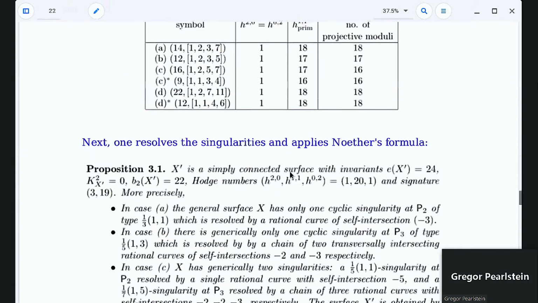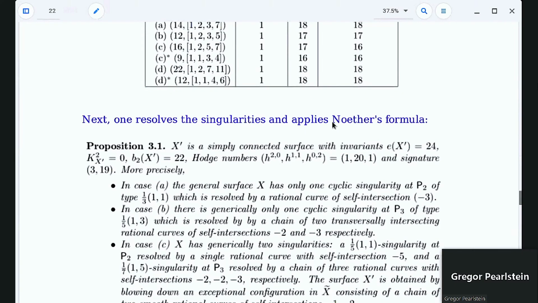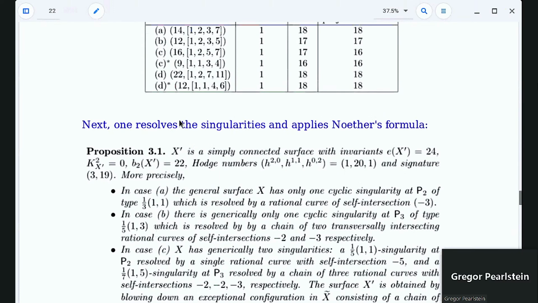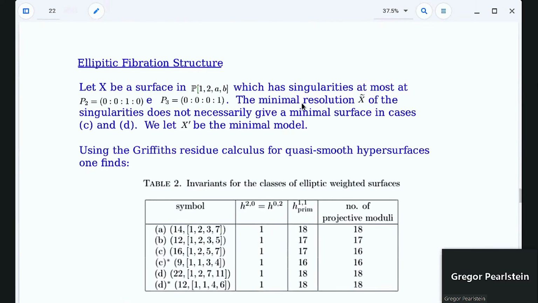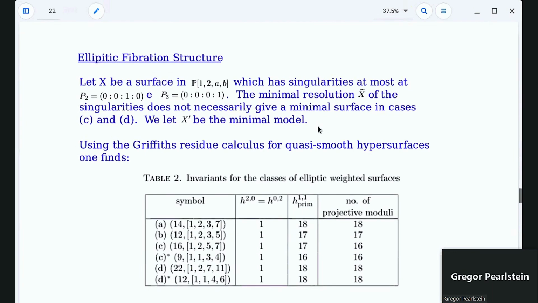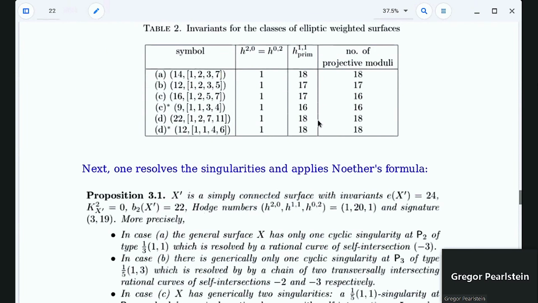Okay, so now this is about surfaces, so there's no way we're going to avoid Noether's formula in this. So we resolve singularities and see what comes out. So X prime, what is X prime? X prime was not the minimal resolution. It was the minimal model. X prime is always a simply connected surface, because it's a hypersurface of dimension greater than 1 in a weighted projective space. So X prime is a simply connected surface with Euler characteristic 24, K squared is 0 and b2 is 22. And it has signature -16.